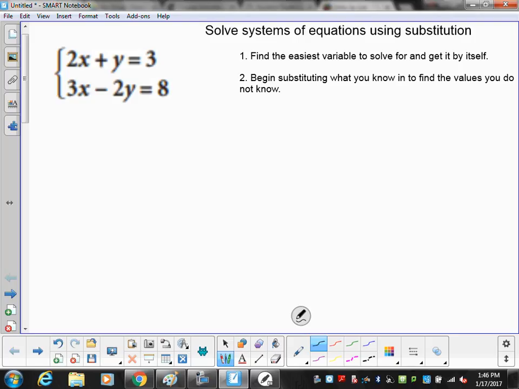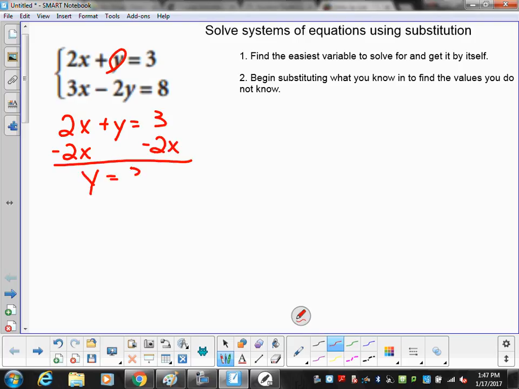So, the first step says find the easiest variable to solve for and get it by itself. That's the easiest variable to solve for, so I'm going to solve for the y. All I need to do is subtract 2x from both sides. So y equals 3 minus 2x. So that is my first step.